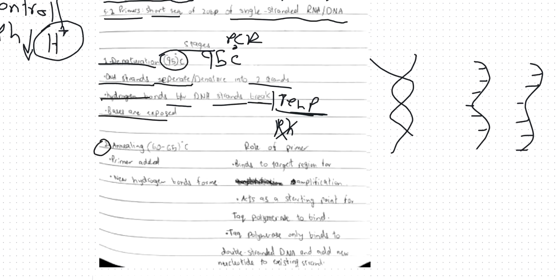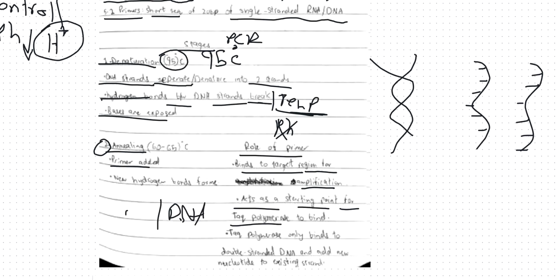So step 2 of PCR is annealing, and this is when the primer is added. So the role of primer is that it binds to the target region of DNA or single-stranded DNA for amplification. So it acts as a starting point for Taq polymerase, or this is RNA or DNA polymerase, to bind. So Taq polymerase binds to the primer, and then transcription happens. So Taq polymerase only binds to the double-stranded DNA and adds new nucleotides to the existing strand.